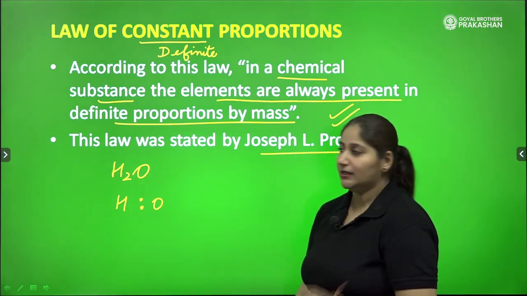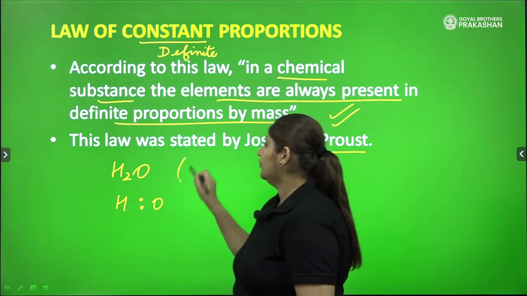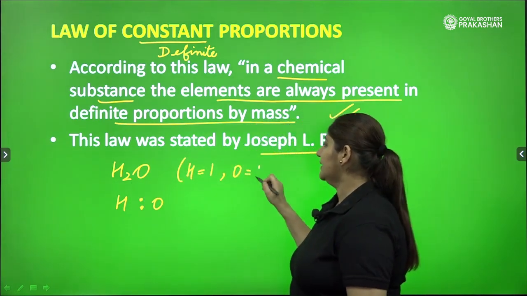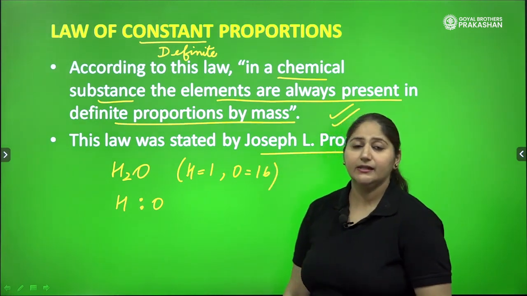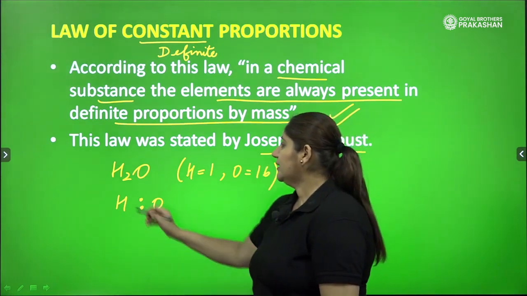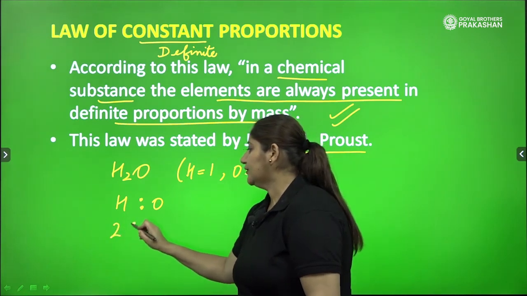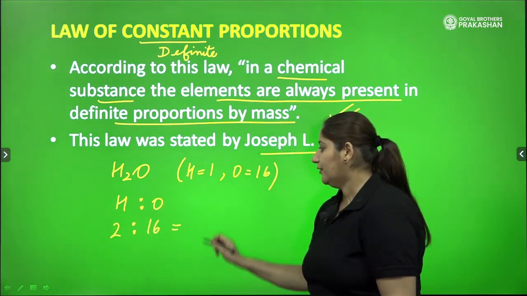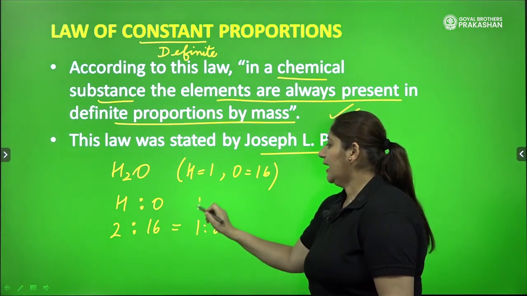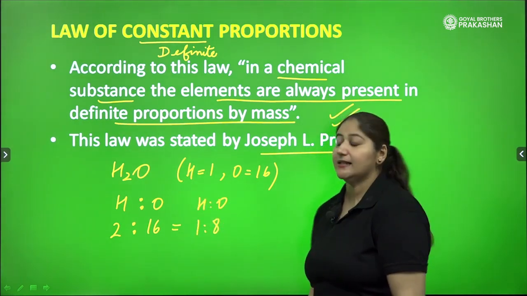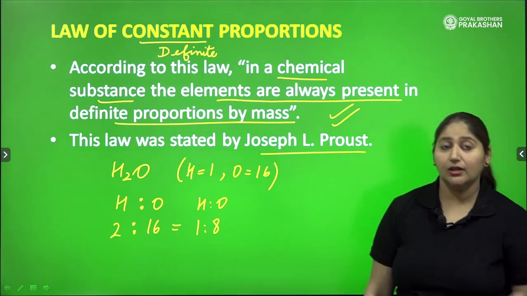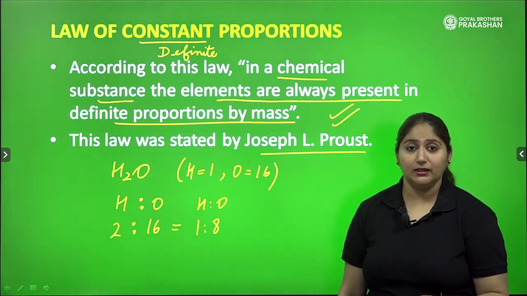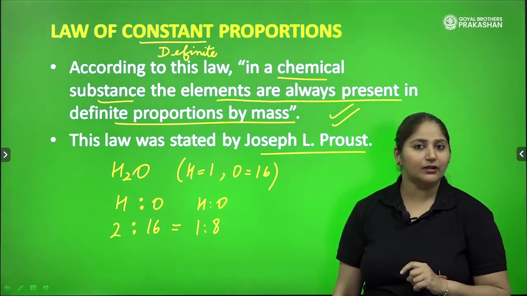Let's calculate. So we know that hydrogen has mass 1 and oxygen has mass 16. It is 1 atom mass. So hydrogen, there are 2 atoms, so the mass is 2. And oxygen mass is 16. So what is the ratio we have got? 1:8. So when hydrogen and oxygen exist in a 1:8 ratio, when they combine in 1:8 ratio, then only they will make water. Otherwise, they will not make water.